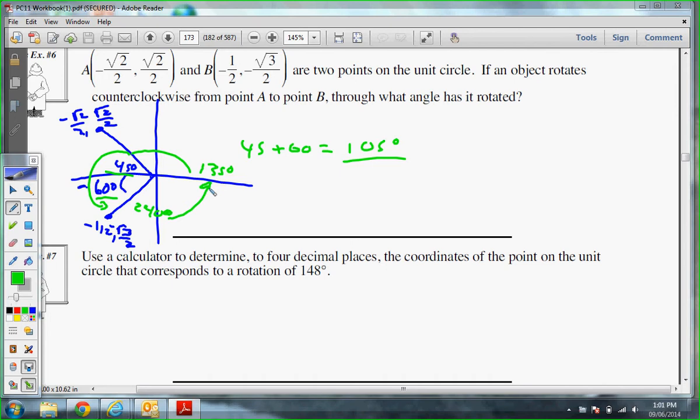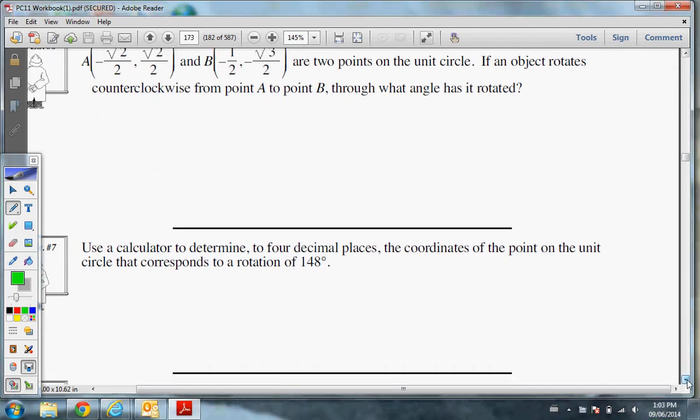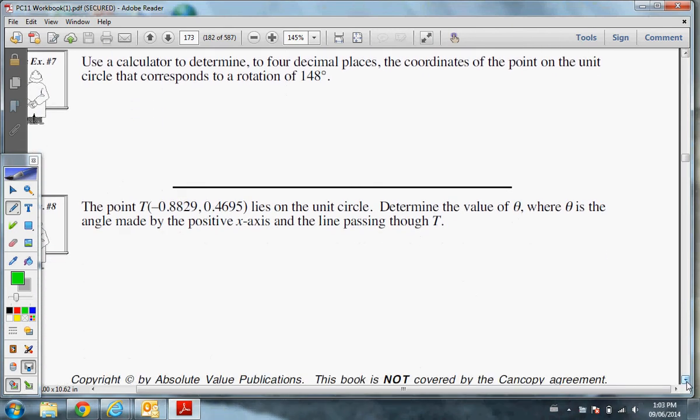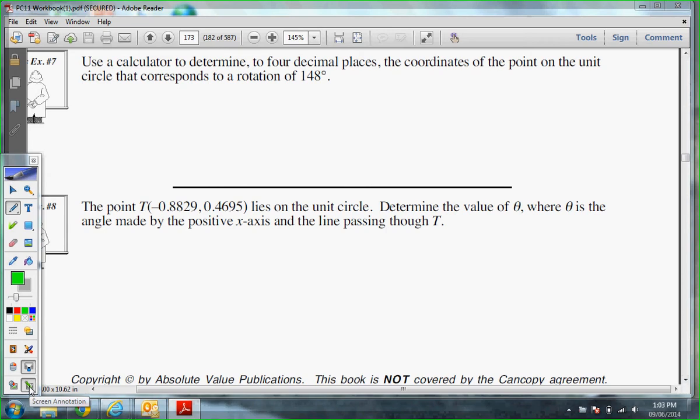Okay, so next one. On your calculator. Use a calculator to determine, to 4 decimal places, the coordinates of the point 148. So 148 is not one of our common ones. It's not 45, it's not 30 or 60. So we're going to use our calculator. What it wants us to do is go cosine of 148 and sine of 148 to get that point, because remember, it's x, y, right? We're just going to put those in the calculator and it's going to kick out the decimals. That'll be our point.